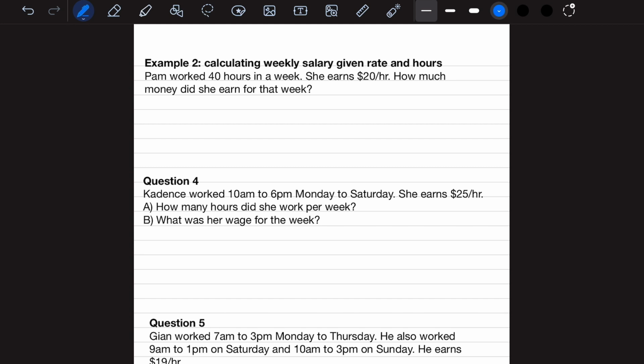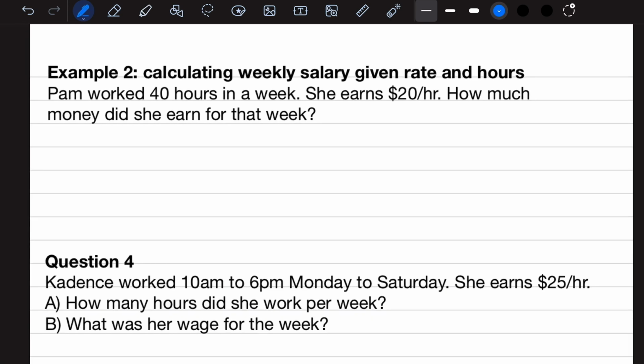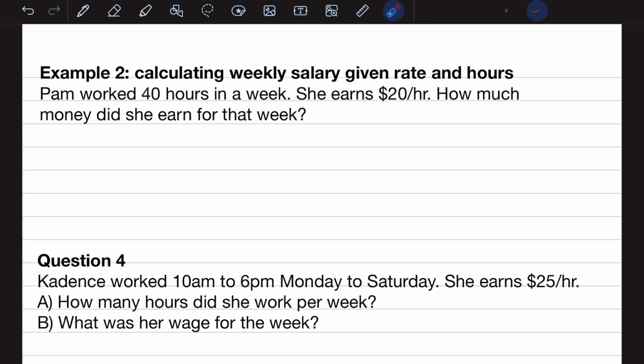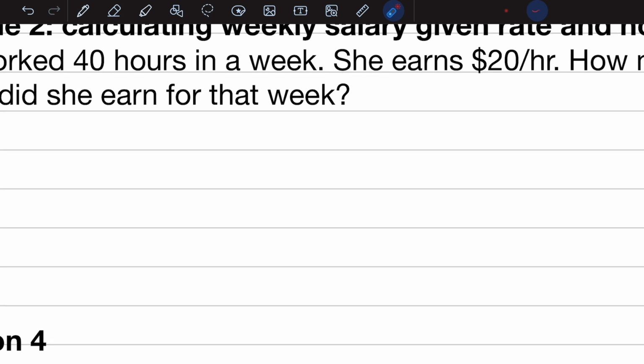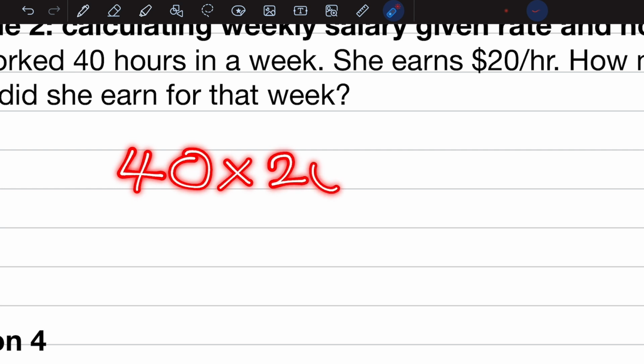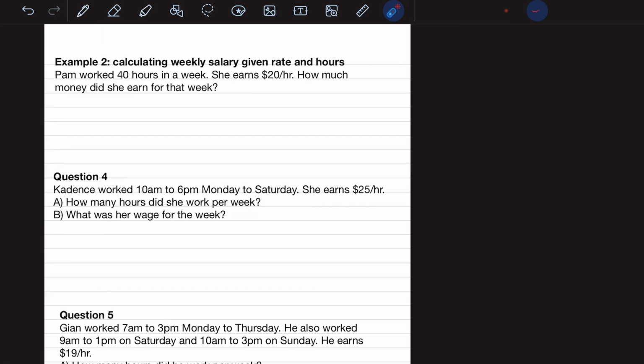Example 2, calculating weekly salary given rate and hours. So let's solve this. So we are given the total amount of hours and how much is earned per hour. So all we need to do is simply multiply the amount of hours by the hourly rate. 4 2s are 8. We put back the 2 zeros, so that's 800 for that week.